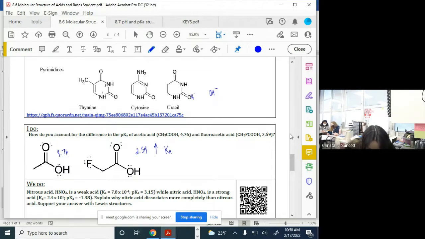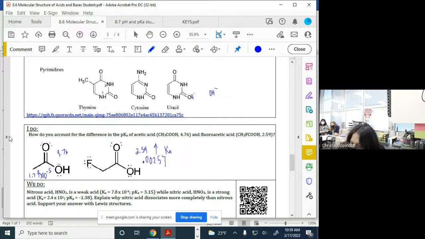So if I take 10 to the -2.59, my Ka here is 0.00257. And for 4.76, this one is 4 times 10 to the -5. So a much higher Ka value.